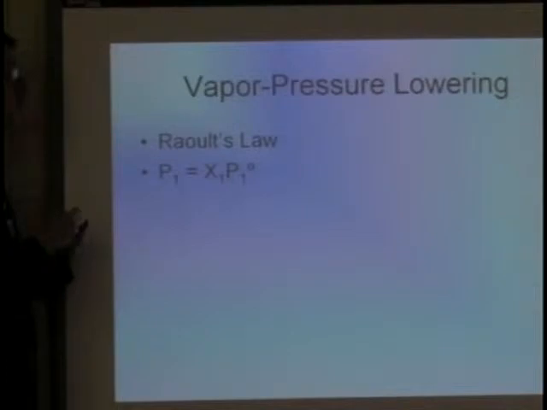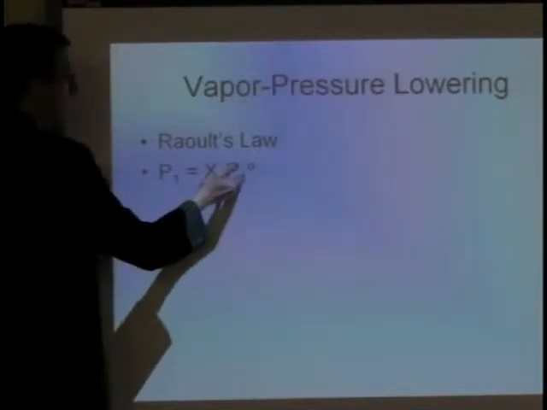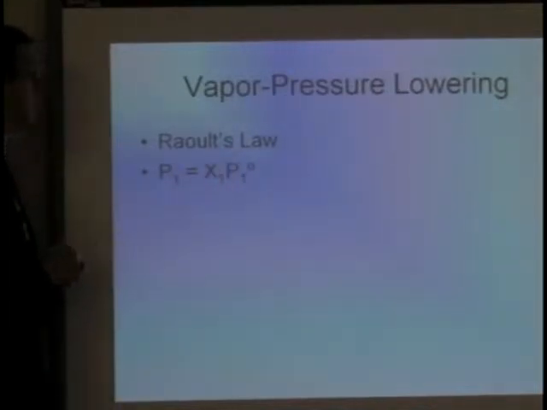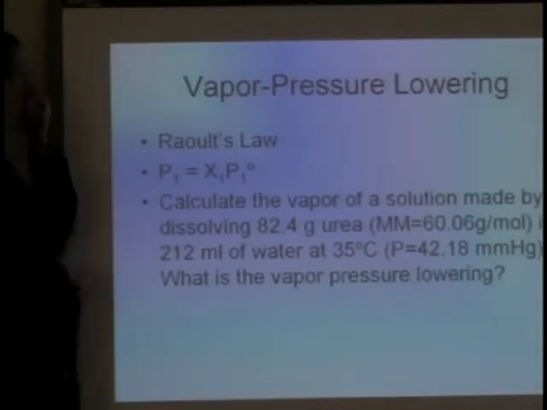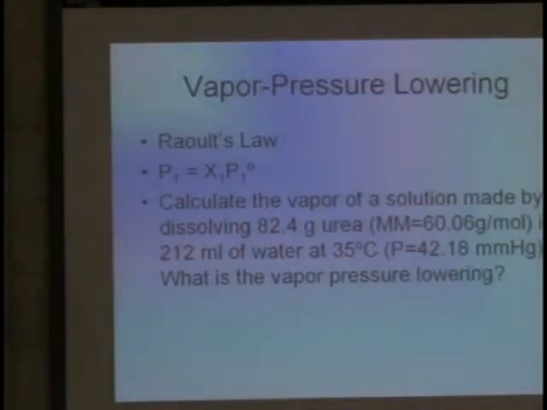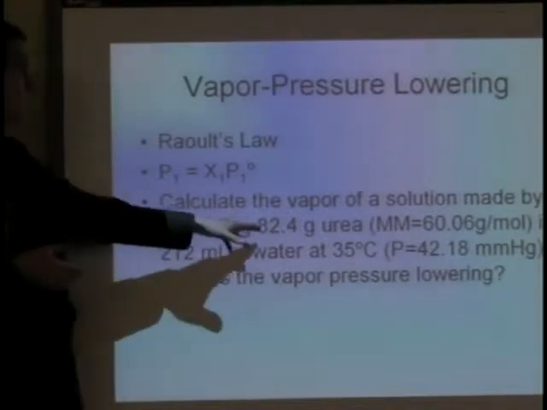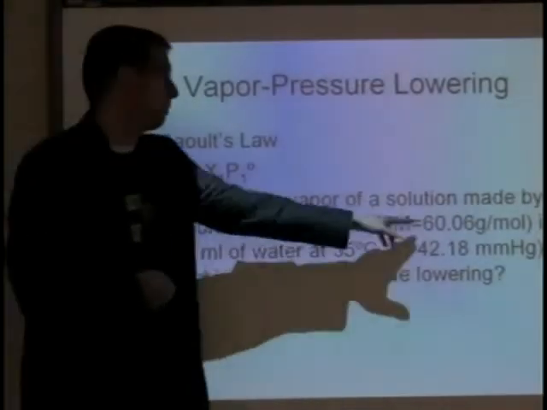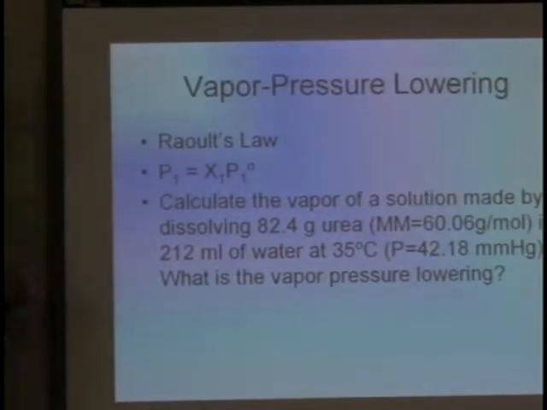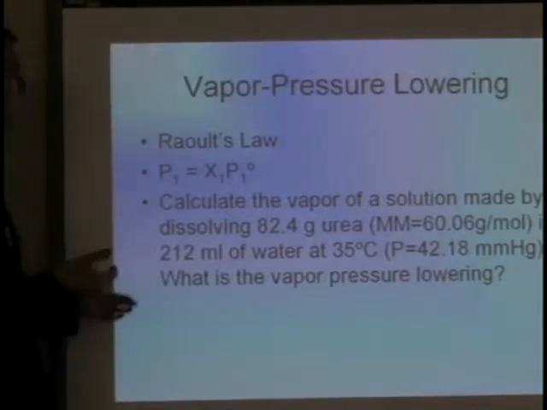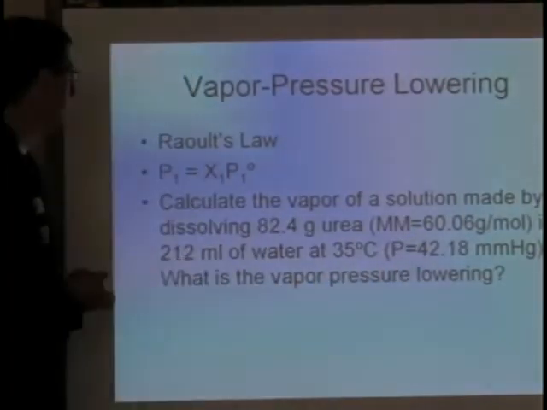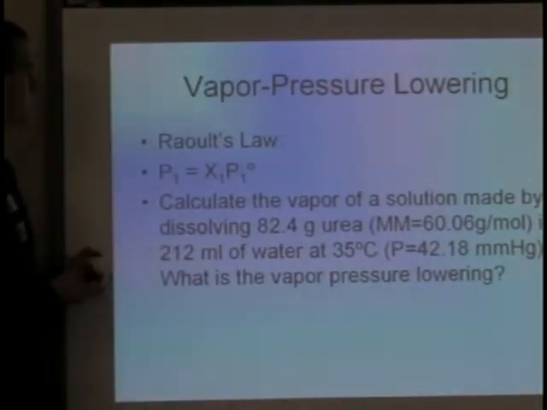P1 is going to be the new pressure, and P1 naught is going to be the original pressure. So when we talk about something lowering its pressure, here's a sample problem. It says calculate the vapor pressure of a solution made by dissolving 82.4 grams of urea, and there's the molar mass, in 212 milliliters of water at 35 degrees Celsius. The pressure originally is 42.18 millimeters of mercury. What is the vapor pressure lowering?